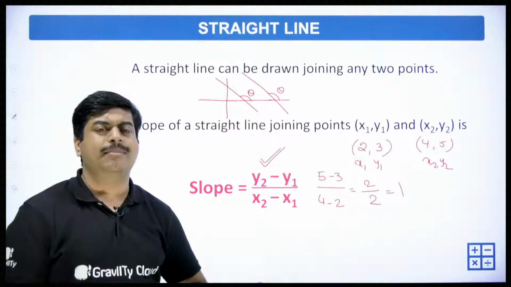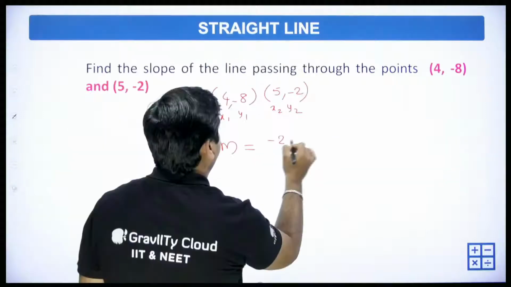Find the slope of the line passing through the points (4, -8) and (5, -2). So x1, y1, x2, y2. The formula for slope, which we generally represent with m, is m = (y2 - y1)/(x2 - x1) = (-2 - (-8))/(5 - 4). So m = (-2 + 8)/(5 - 4) = 6/1.